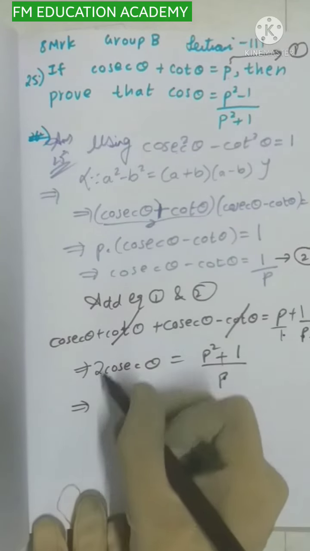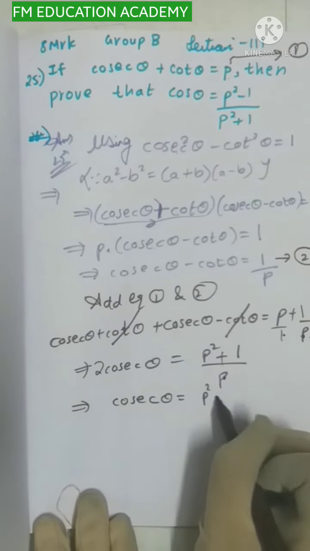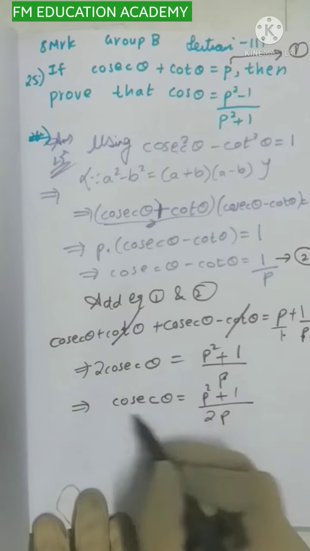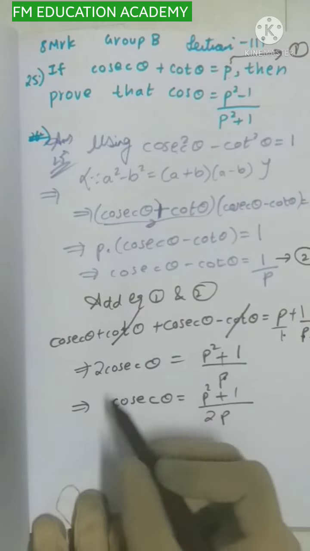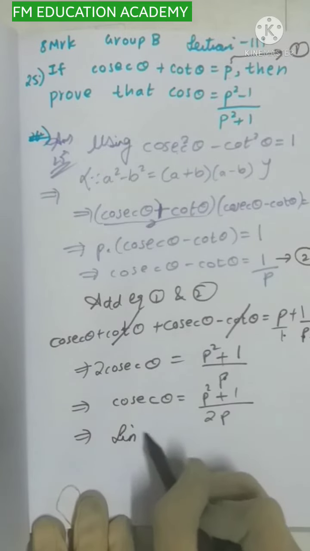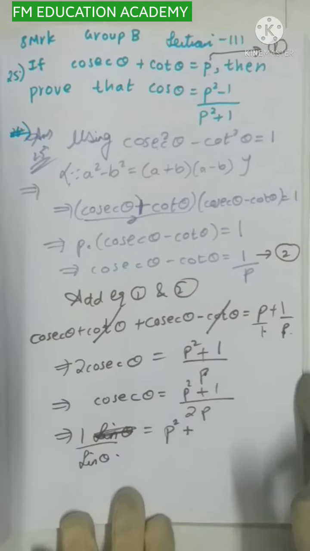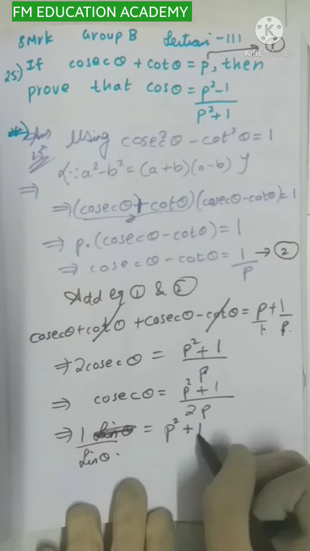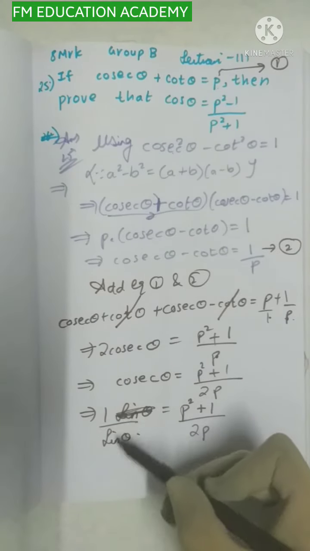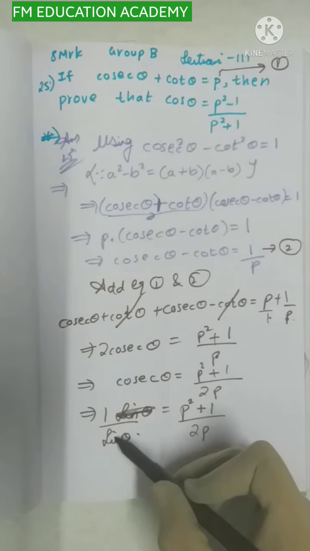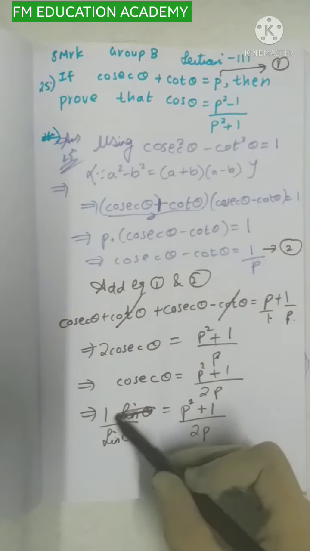Okay. Now send this 2 to that side. It becomes cosecant theta is equal to (p square plus 1) by 2p. But in the question it is asking for the value of cos theta. So I can write this cosecant theta in terms of sin theta. What is cosecant theta? Cosecant theta is 1 by sin theta. I can write this as 1 by sin theta is (p square plus 1) by 2p. Now what to do? Inverse this, that is, take the reciprocal on LHS as well as RHS.